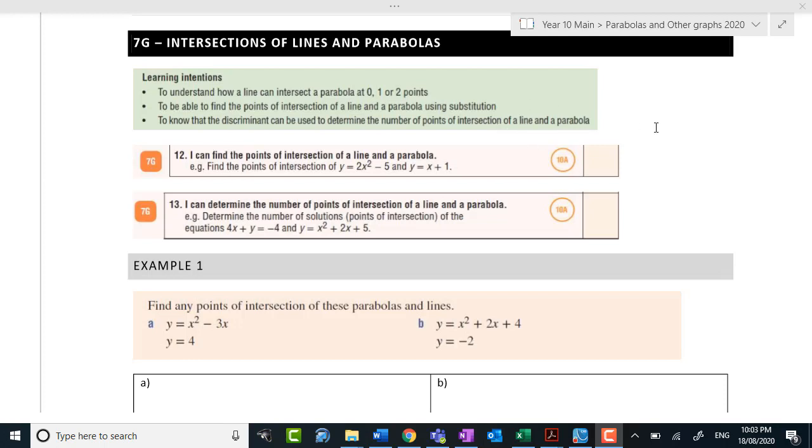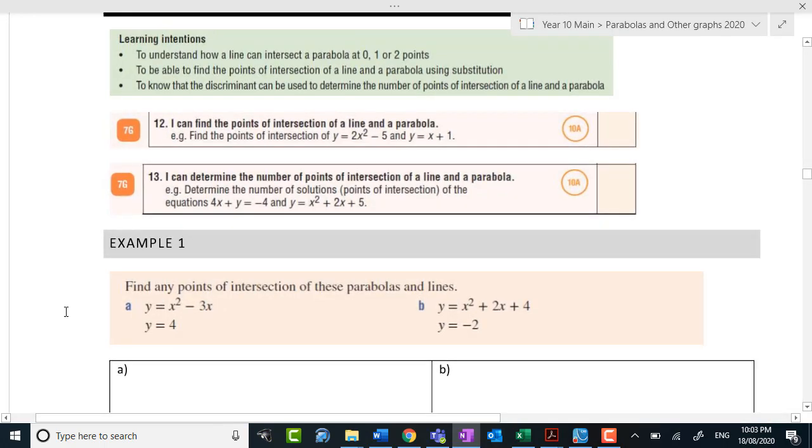Hi everyone, in this lesson this is the last time we'll be looking at parabolas. We'll be looking at some other graphs later on, so this is it. And we're going to be looking at finding the intersection of a line and a parabola.